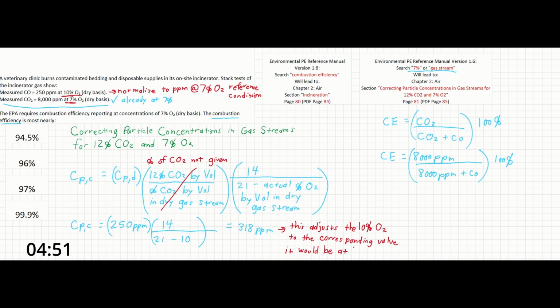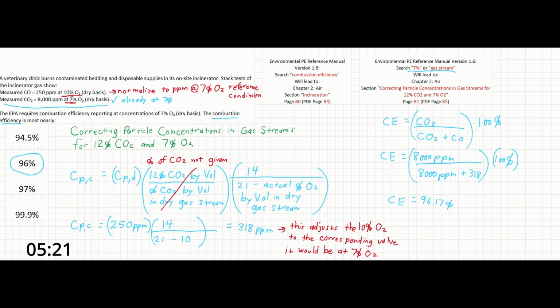Once this is done, we can go back to our combustion efficiency equation and plug in our terms for both CO2, which was given already, at the correct percent of O2, and the CO, which we just calculated. So let's replace CO with 318, and if we solve this out, we can get a combustion efficiency of just about 96.17%, which is closest to our answer number 2 on the left-hand side.